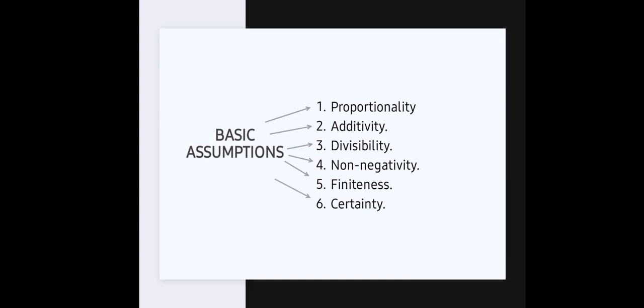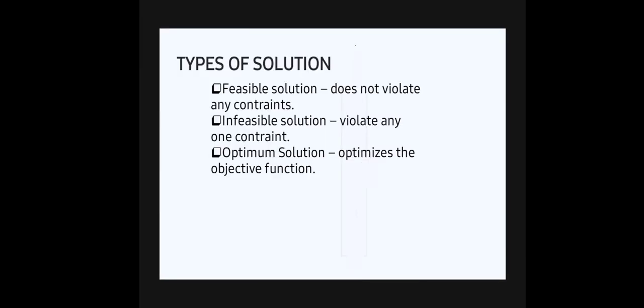And sixth is certainty. And types of solution. A solution is any set of activity which satisfies a system of inequality constraints. So there are three types of solution. First is feasible solution. Feasible solution always occurs in the feasible region.